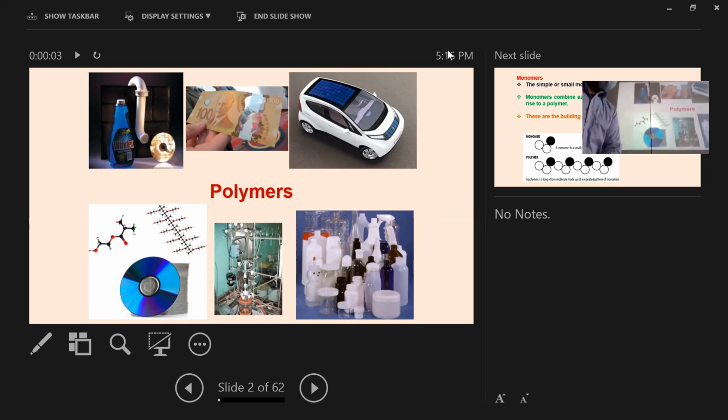So here you can see different types of things. Maybe you are not familiar with this one. However, this is a car, or a car tire. There are many types of chemicals, and also these are containers. These containers are also made up of different types of polymers. So we'll learn one by one.